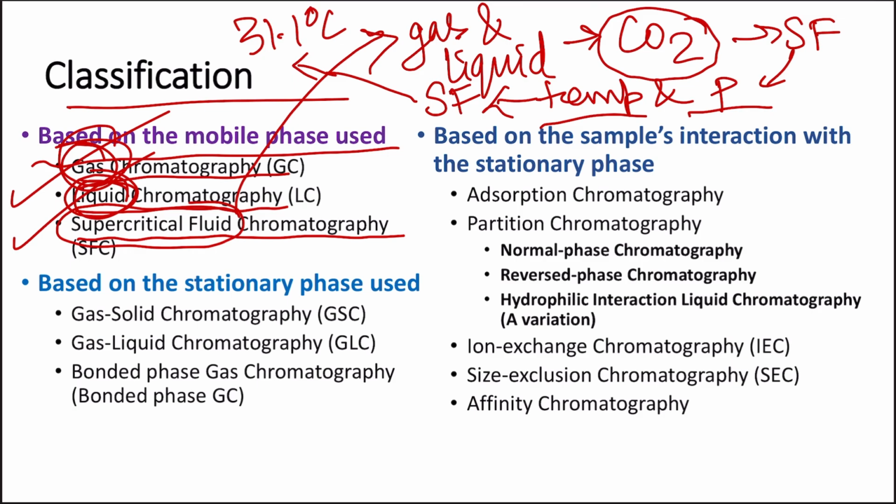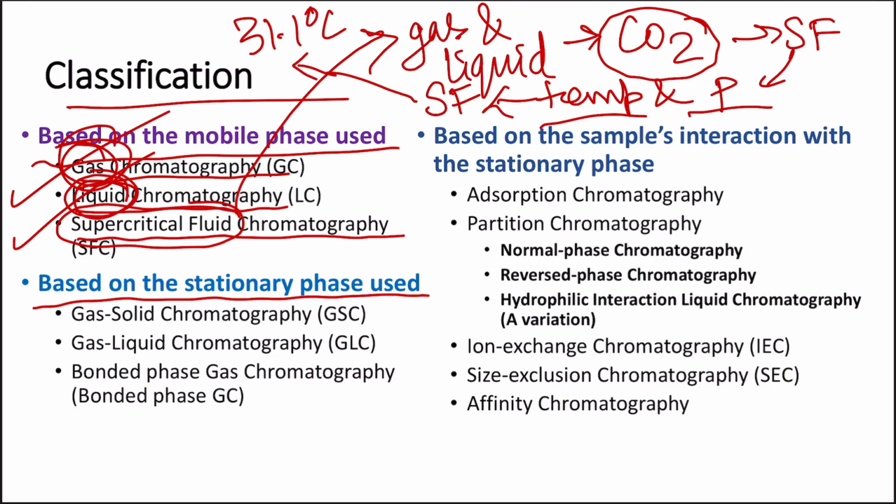And gas chromatography is very simple. Gas is the one which is used as a mobile phase, and in liquid chromatography, we are using liquid as a mobile phase. Now coming to the next classification, that is based on the stationary phase which is being used. Here we will take the example of gas chromatography, and we will divide gas chromatography based on the stationary phase which is used in gas chromatography.